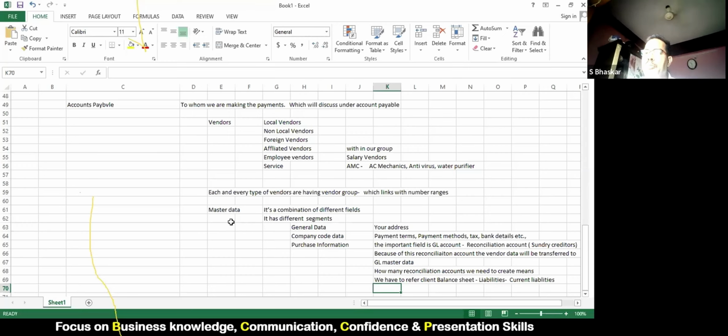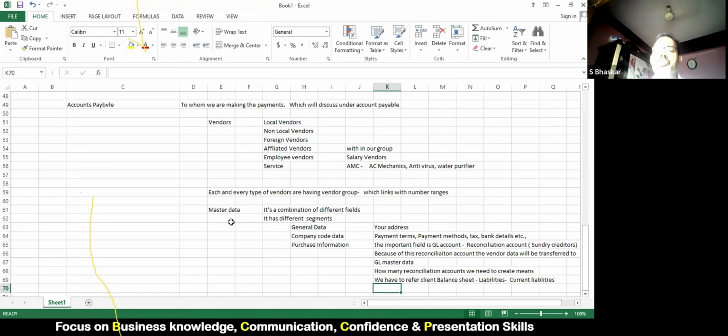This is called real-time understanding. During your training, what your faculty used to tell is you have to assign a reconciliation account, with which the data will be transferred. How many vendors you have to create, how many account groups you have to create, you directly have to ask for the client balance sheet. Whenever you collect the balance sheet, you are going to understand each and every account. Once you understand the accounting structure, you are able to design the system.